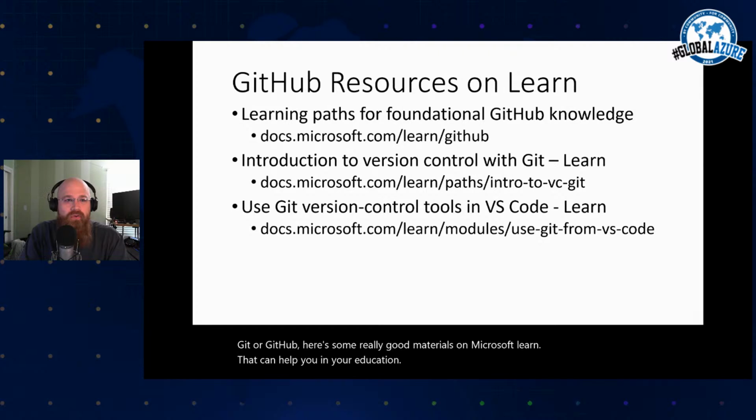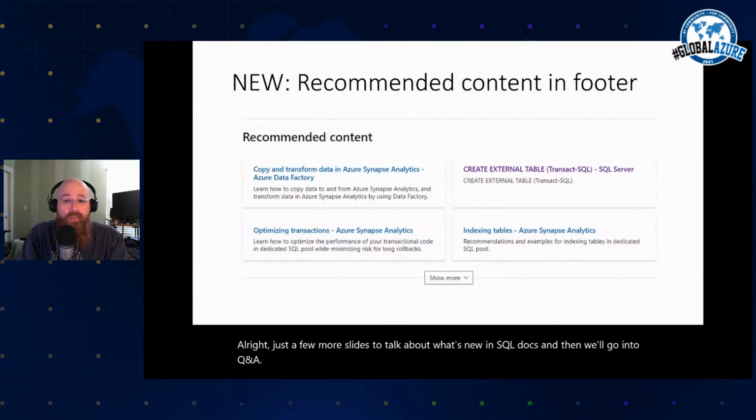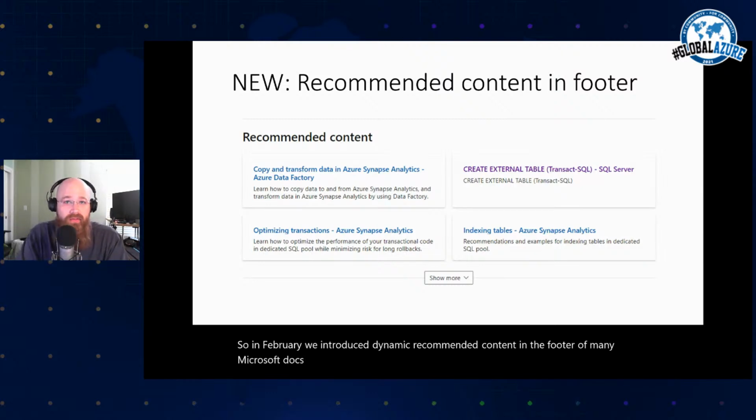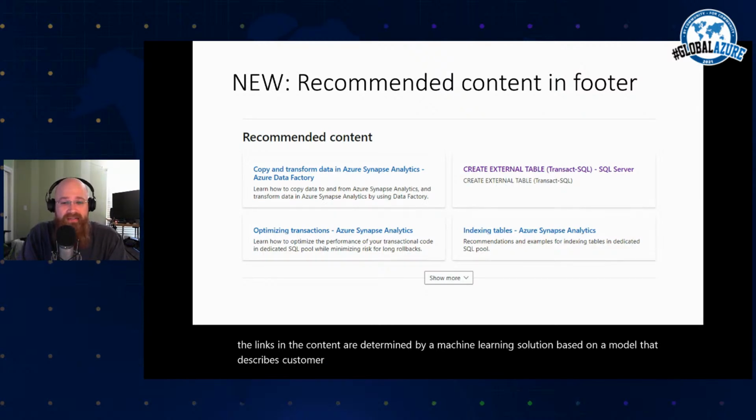All right, just a few more slides to talk about what's new in SQL Docs, and then we'll go into Q&A. So in February, we introduced dynamic recommended content in the footer of many Microsoft Docs articles, and this is actually expanding through a lot of other repos right now. The links in the content are determined by a machine learning solution based on a model that describes customer behaviors with our documentation set. We've seen some really positive metrics on tracking traffic to recommended articles so far. So we actually think this is helping people find what they need.